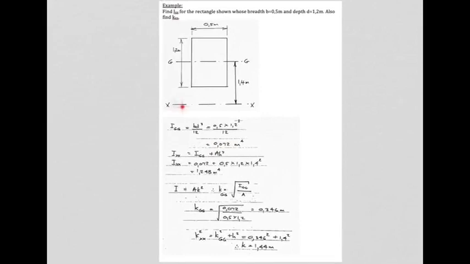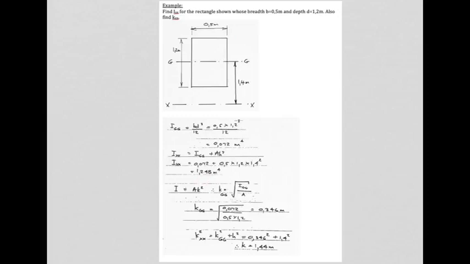But now they wanted I about XX. Note, XX is not even on the shape, it's somewhere distant at 1.4 meters. So the parallel axis theorem allows us to find Ixx as long as this value is an IGG, or an I through the centroid, which it is at 0.072, plus area. Remember, that is the cross-sectional area of the whole shape at 0.5 times 1.2. And there is the distance between the axes, 1.4, and it gets squared. So I about this distant axis XX outside of the shape is 1.248 meters to the fourth.